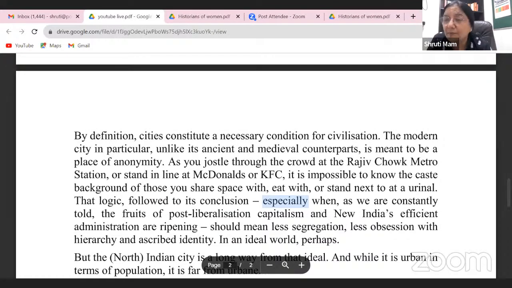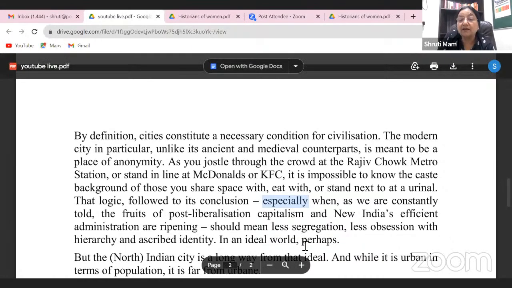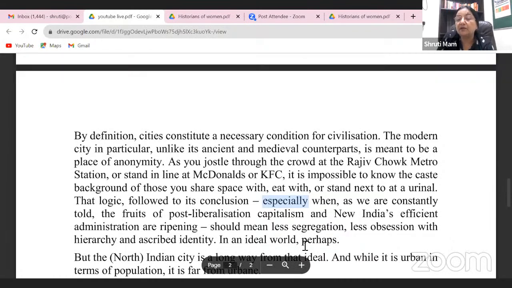Now, this is segregation, basically, I'm teaching you apartheid. Now, apartheid on the basis of caste. That was apartheid on the basis of gender. Should mean less segregation, less obsession with hierarchy, ascribed status, as in an ideal world, perhaps. So author is clearly saying when you put those stickers, you put a challan on them, you are not treating the disease, but you are just treating a symptom. Can you see the central idea?